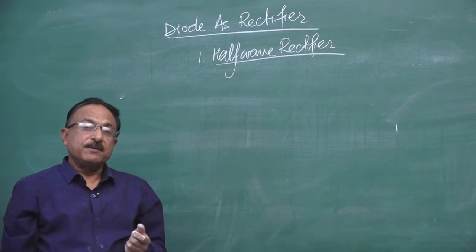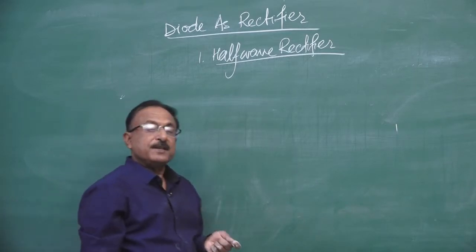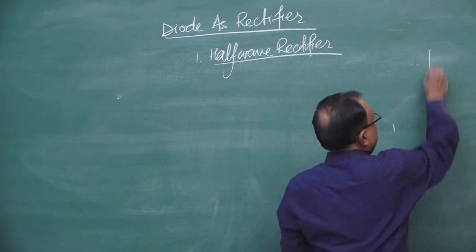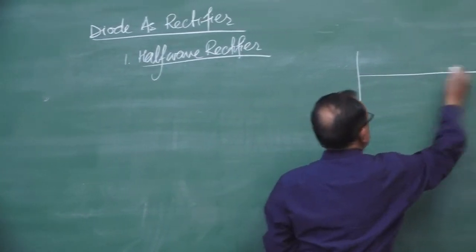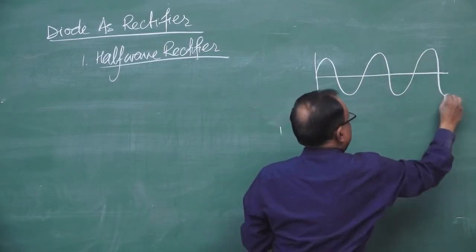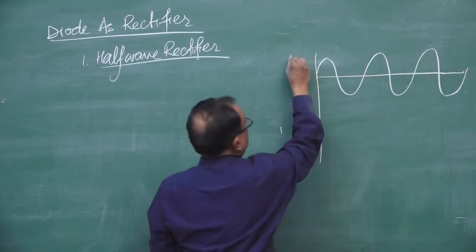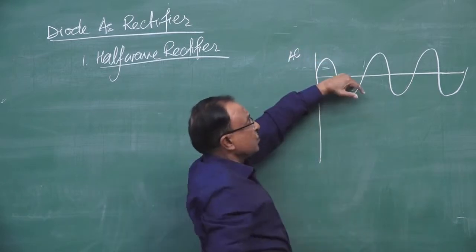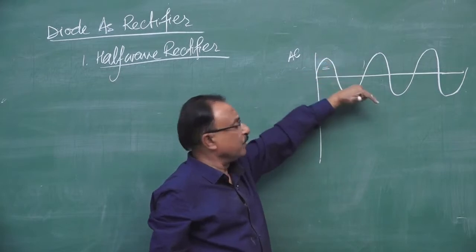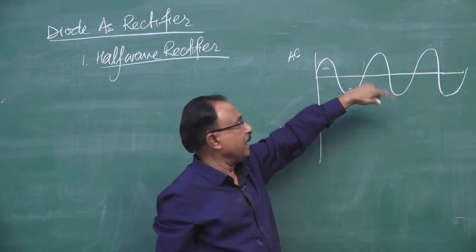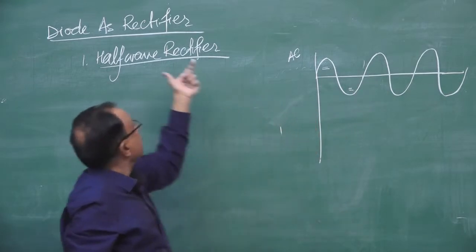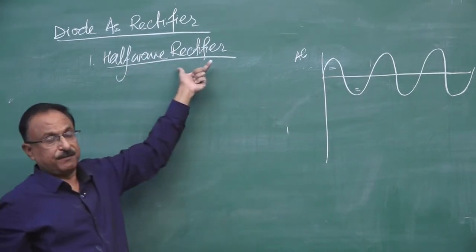What is a half wave rectifier? A half wave rectifier is one which converts only half cycle of the AC. Remember, AC is like this. It is changing in time, going positive and negative. This is AC. So it is a device which works only for the half cycle and doesn't work for the lower half cycle. One half cycle it works, for the other half it doesn't. And such a device we call a half wave rectifier.